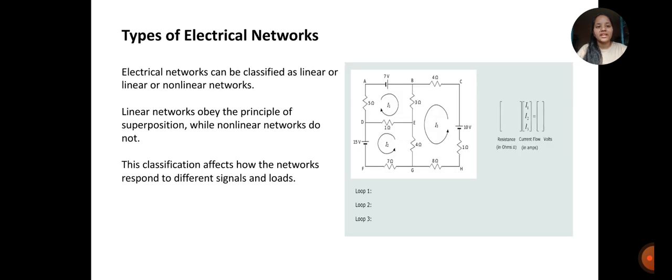Types of electrical networks. Electrical networks can be classified as linear or non-linear networks. Linear networks obey the principle of superposition, while non-linear networks do not. This classification affects how the networks respond to different signals and loads.